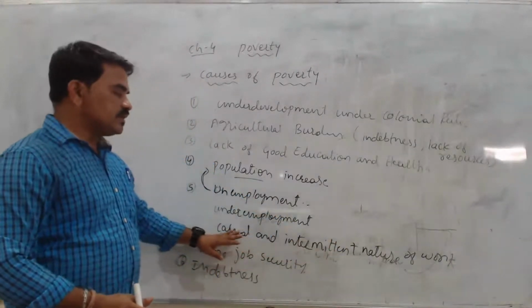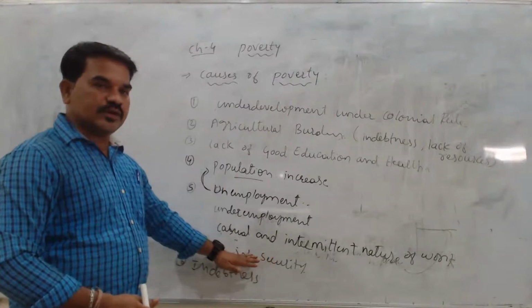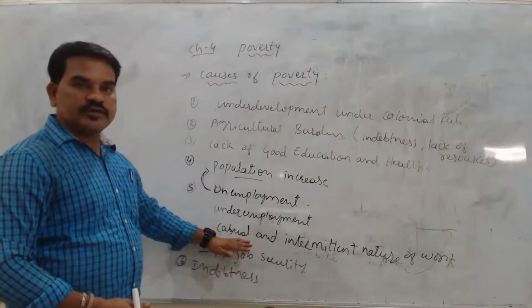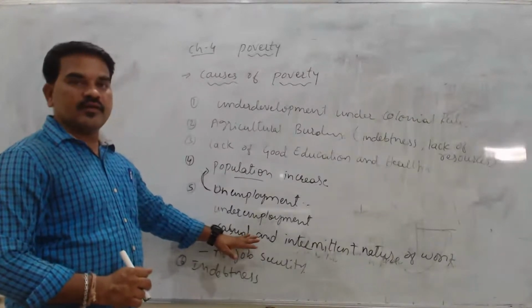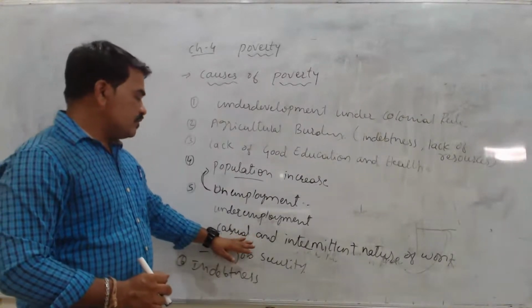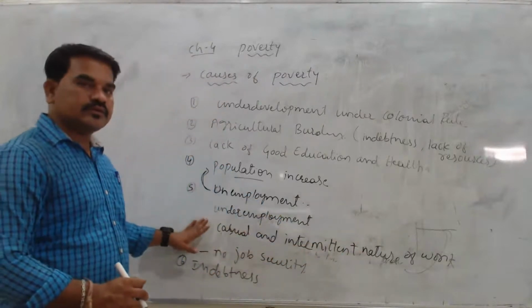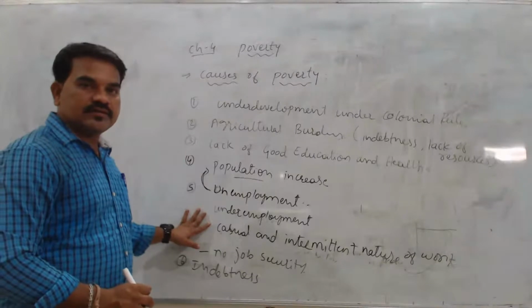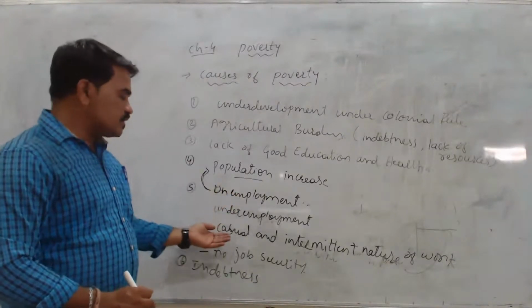Casual work means there is no job security. They don't have any job security there. They will go for a job daily and they will get daily wages. If there is no job, then they will not get money. So that's what we call the intermittent nature of work, casual job. Most of the migrants from rural to urban areas come under this.